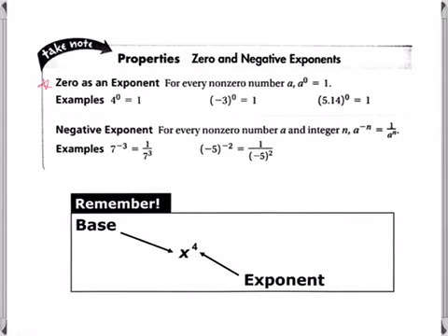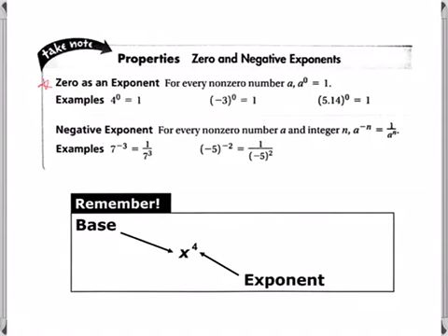Negative exponents. For every non-zero number a and integer n, a to the negative nth power is going to be equal to 1 over a to the nth. So anytime you have something to a negative exponent, in order to get rid of the negative exponent, you move it below or across the fraction bar. So if it's in the numerator, you move it to the denominator. If it's in the denominator, you move it to the numerator.